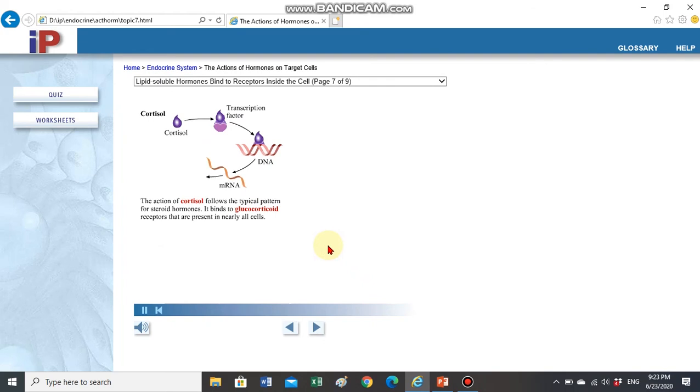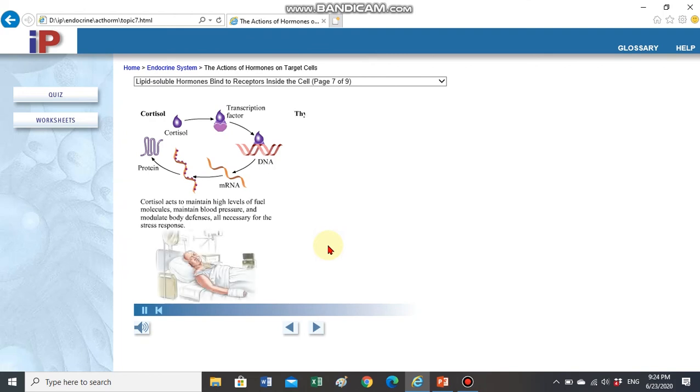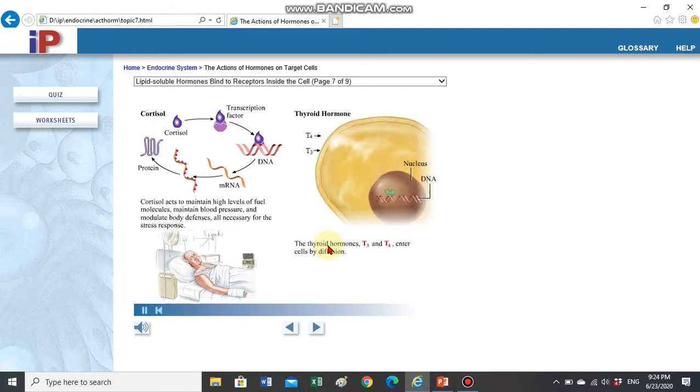T3 binds to the receptor, causing gene activation or eliminating the inhibition that was present, thus allowing genes to be expressed. Small amounts of T4 may also bind to the receptors. Receptors for thyroid hormones are also found in the cytosol and mitochondria, but their function is poorly understood.